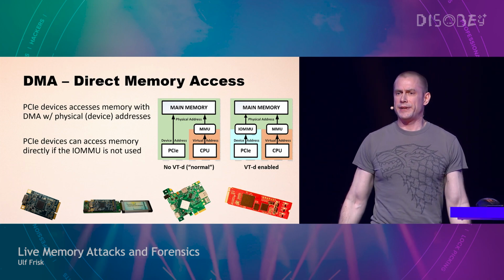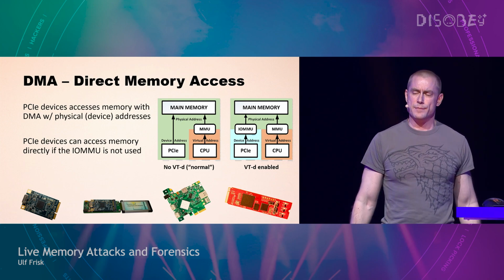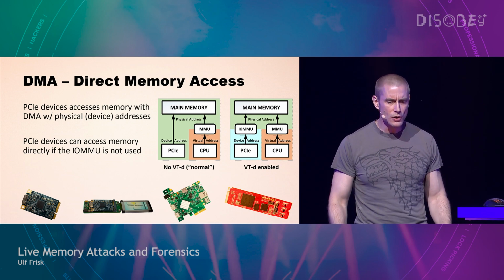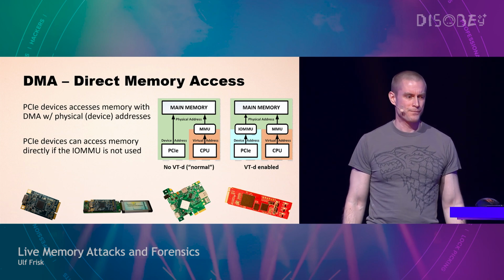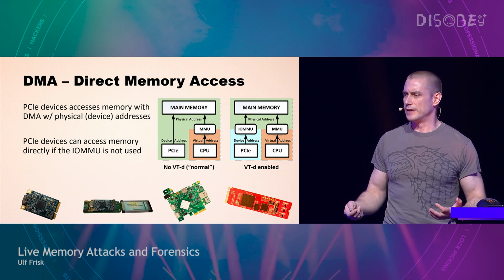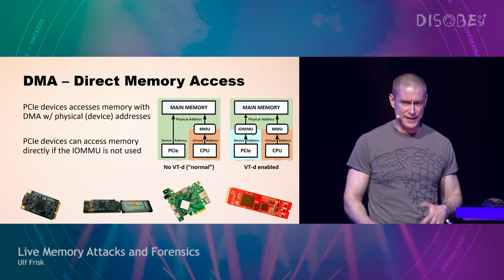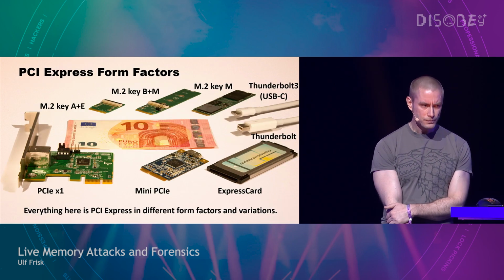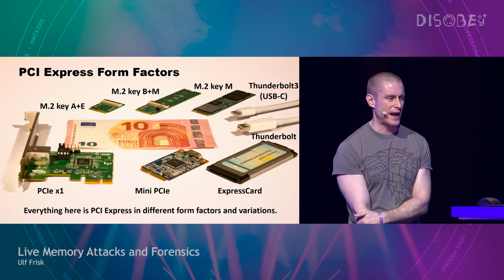But since around 10 years ago, there exists a memory management unit for devices as well in the hardware on most new CPUs. But the operating systems and the firmware haven't really been using this IOMMU to its full extent in order to protect against DMA attacks. So if it's not used, we can still do the attacks.